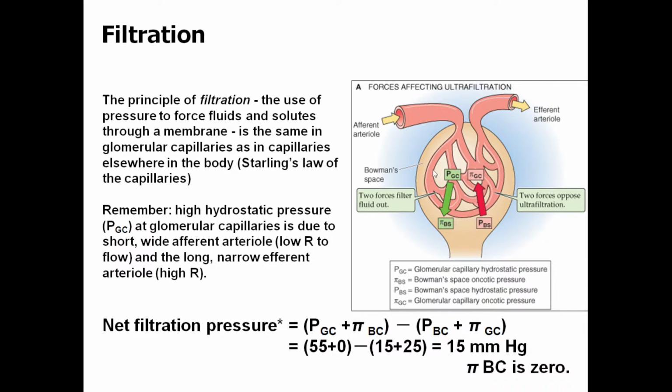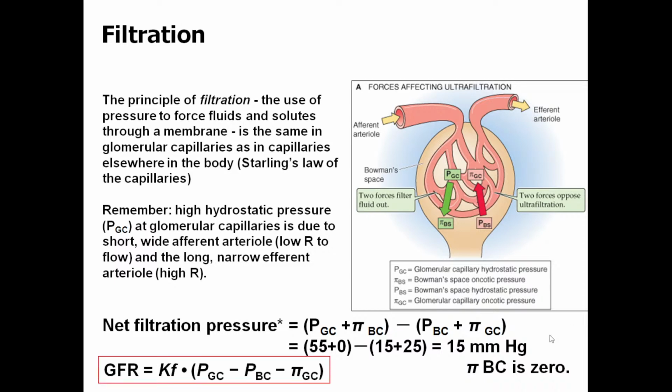So we have one force which favors filtration, and that's the hydrostatic pressure of the glomerular capillary. And you have two pressures which will oppose the filtration. That's the hydrostatic pressure of the Bowman's capsule and oncotic pressure of the capillaries. And here you have some values, and this is the resulting value of the net filtration pressure. And glomerular filtration rate could be seen as the multiplication of the filtration coefficient, which we will discuss in a while, and the difference of hydrostatic pressure minus the two pressures which oppose the filtration.